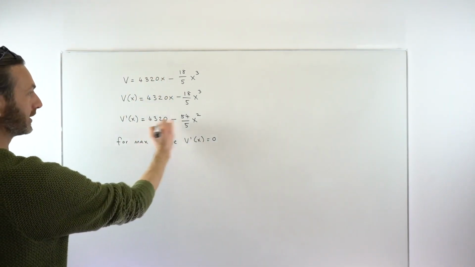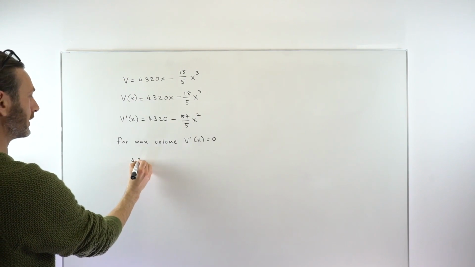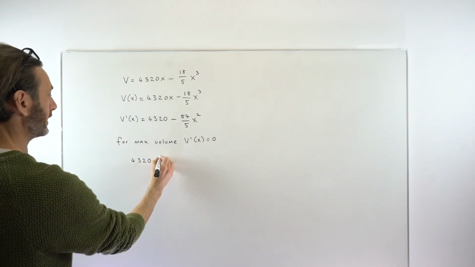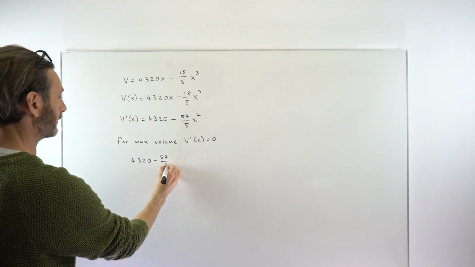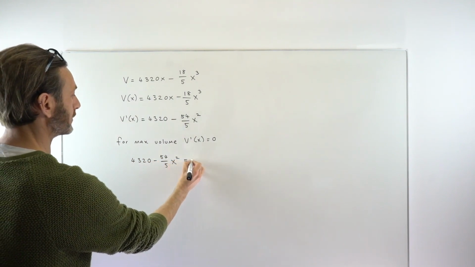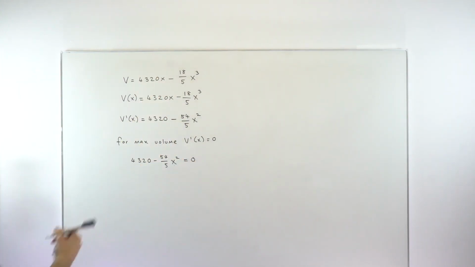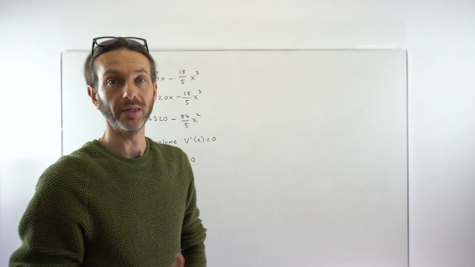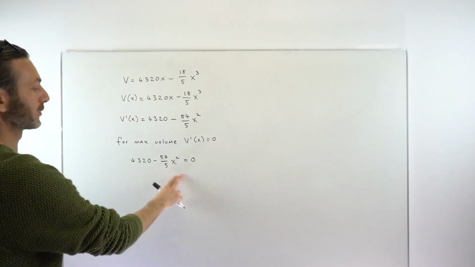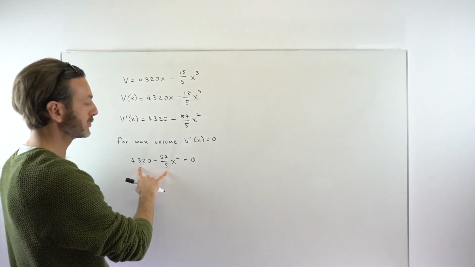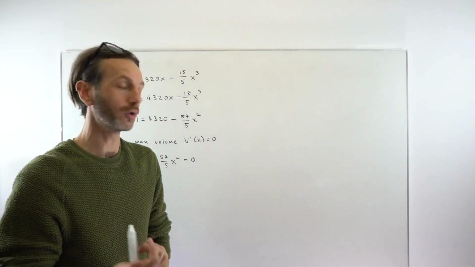So on the next line, we're going to take that derivative, so 4320 minus 54 over 5 x squared, and set that equal to 0. So you would generate marks already for this. The rest of this question really is about solving this equation. It looks quite intimidating with these numbers, but keep in mind that it is a calculator question.